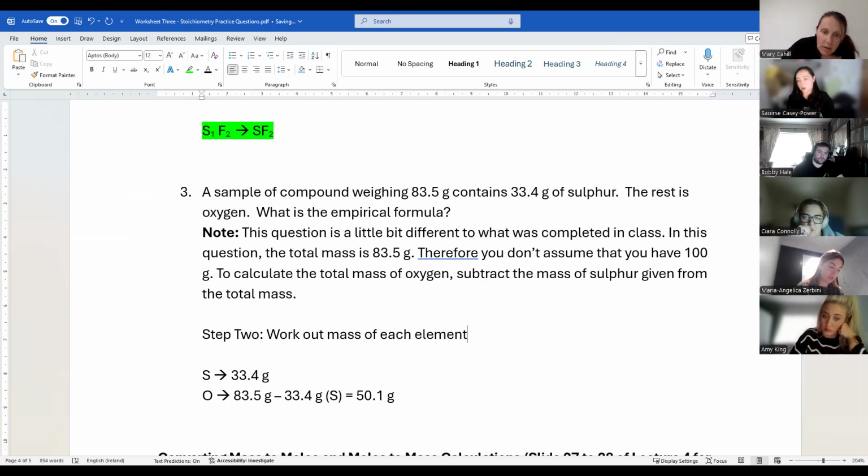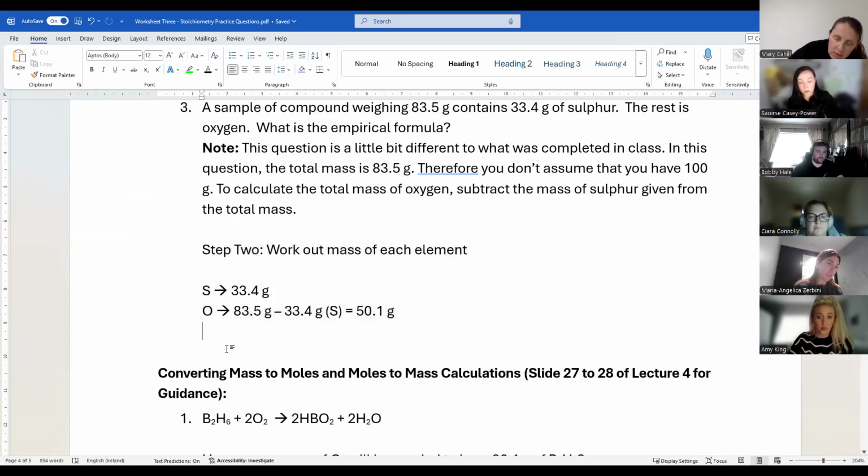So that's where that question differs a little bit, okay? Because we didn't assume we have 100. We were given the total mass, but we had to work out the mass of one of the elements. What they'll normally do is give you 2 or 3 elements. They'll give you the total, and the mass of either 1 or 2 of those elements, and then you'll just have to work out the remainder. So you just take them both away. All right.